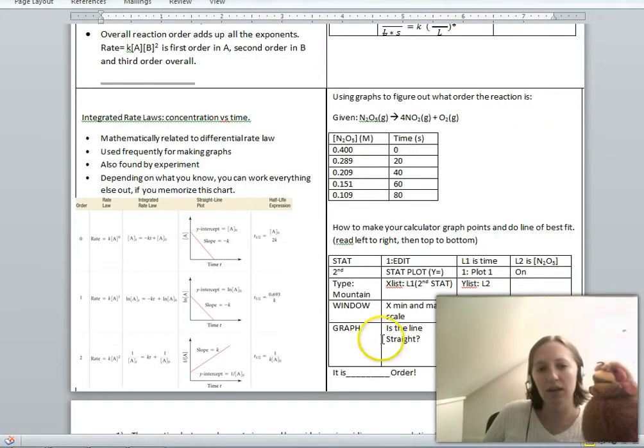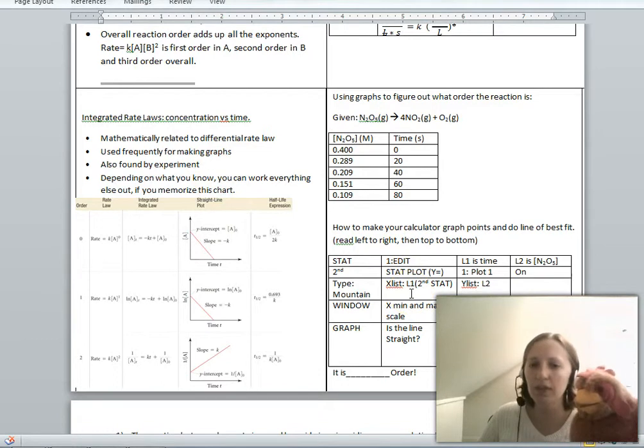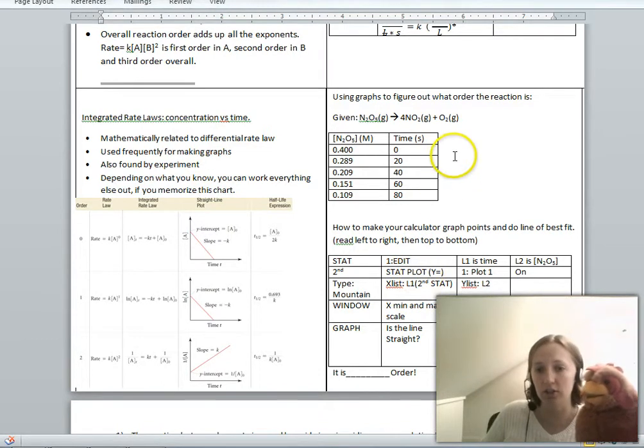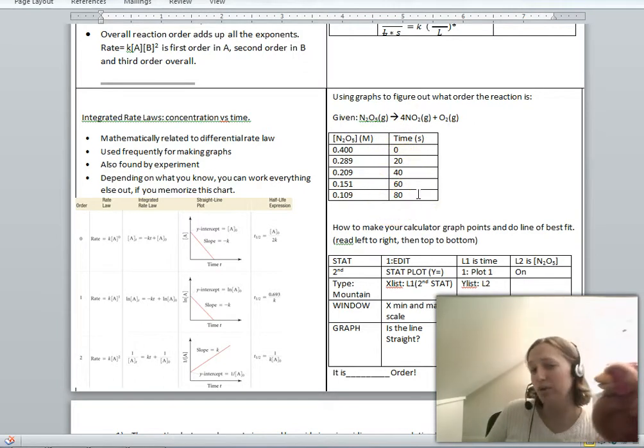So here is an example problem of something that you will actually be asked to do, which is they will give you a chart of concentrations over time as your reaction proceeds. And you will be asked, what order is this? Well, that's sort of alarming.